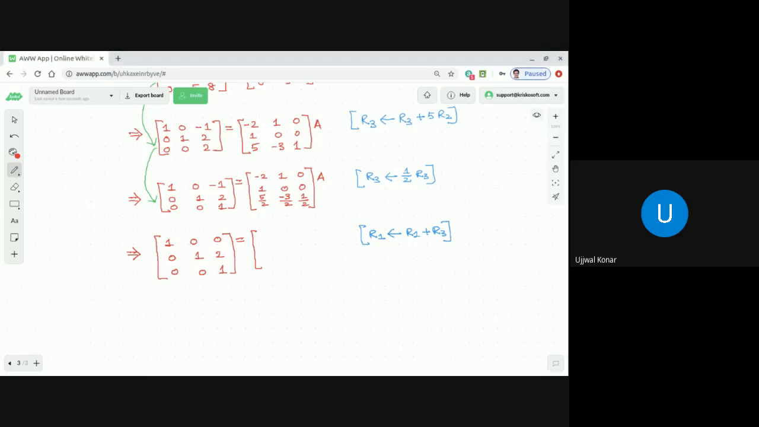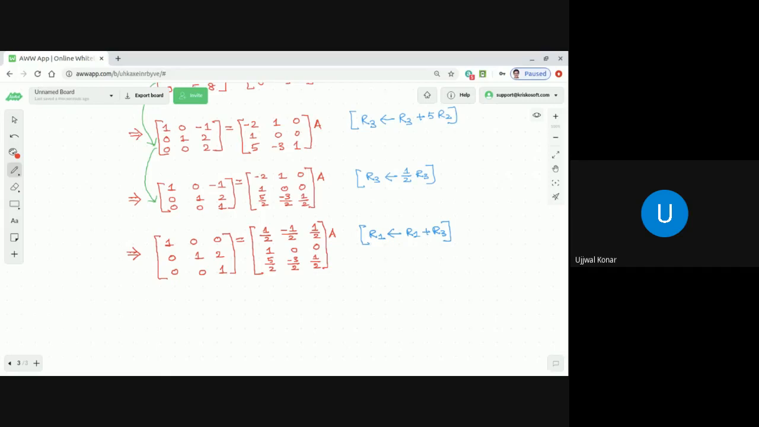So what do we get on the right hand side, dear students? We get 1 by 2, then minus 1 by 2, then 1 by 2, then 1 0 0. The rest of the two rows will remain the same: 1 0 0, then 5 by 2, minus 3 by 2, and 1 by 2. Okay, now this we have achieved.